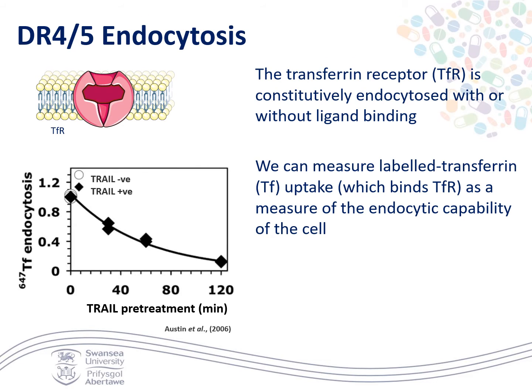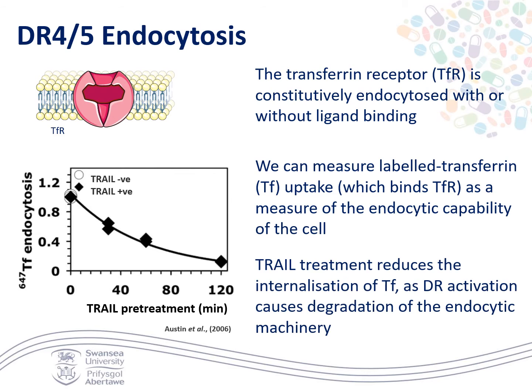Now you can see two lines on the graph here. TRAIL negative is a number of white circles which all cluster at 0 because there's no TRAIL pre-treatment here. The second line is TRAIL positive, the dark black line with the black squares. And they're measuring the uptake of labeled transferrin. And what you can see is over time, the uptake of labeled transferrin is reduced in cells treated with TRAIL.